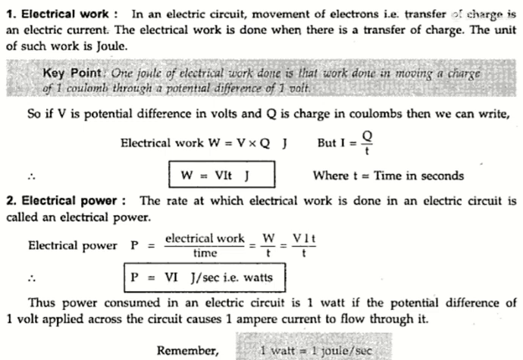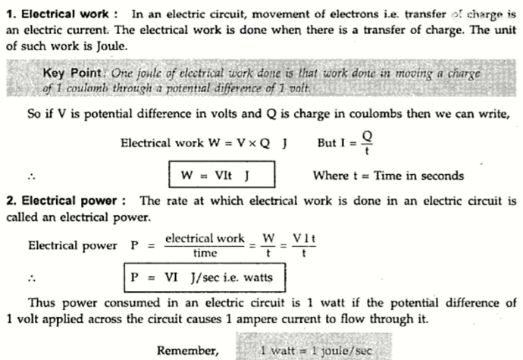The electrical work in an electric circuit, the movement of electrons, that is the transfer of charge at any point in an electric circuit, the electric work is done when there is a transfer of charge. And the unit for electric work is joule. 1 joule of electric work is done in moving a charge of 1 coulomb through a potential difference of 1 volt.